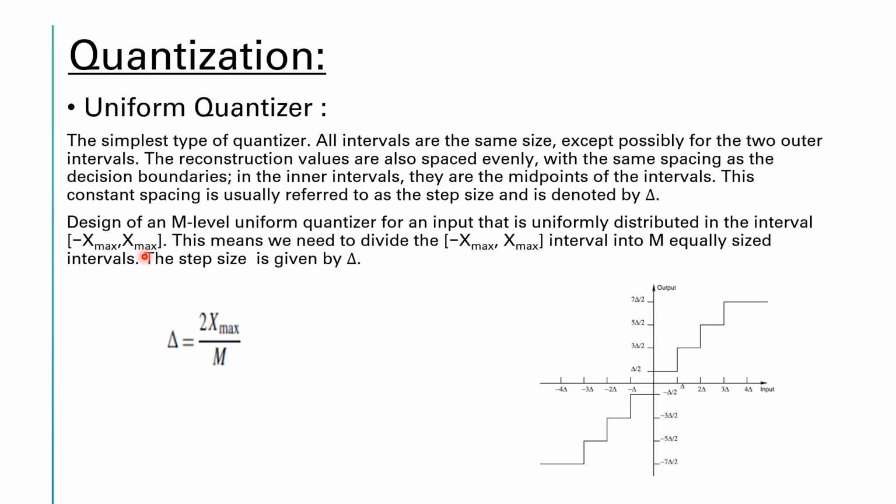So if you want to divide the given interval minus x max to plus x max into m levels, then the quantization step, that is the step size, will be delta equal to 2x max by m. Here we see that all intervals are the same size except possibly for the two outer intervals. So all steps are the same except these. Any value greater than this will be mapped to the highest value, and any value lesser than this will be mapped to the least value.